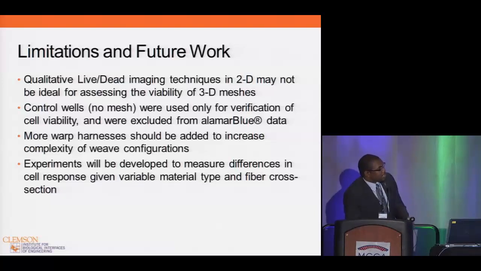And then in the future, we're looking to add more warp harnesses so that we can increase the level of complexity for our weave configurations. And lastly, we're also looking to develop experiments that are going to measure differences based on not just weave configuration, but also on material type and fiber cross-section.